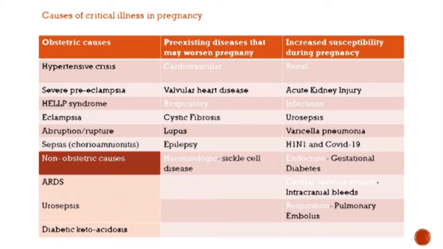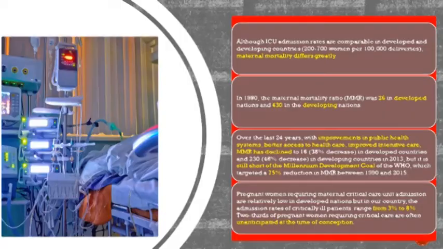Illnesses with increased susceptibility during pregnancy include acute kidney injury, urosepsis, varicella pneumonia, H1N1 and COVID-19, gestational diabetes, intracranial bleeds, and pulmonary emboli. Although ICU admission rates are comparable in developed and developing countries, maternal mortality differs greatly.